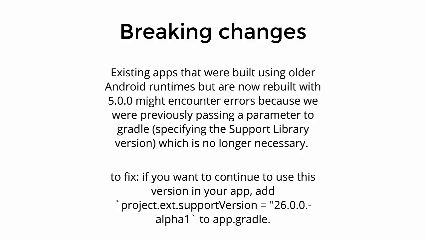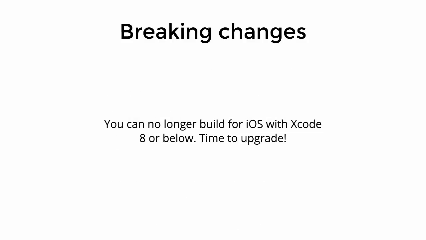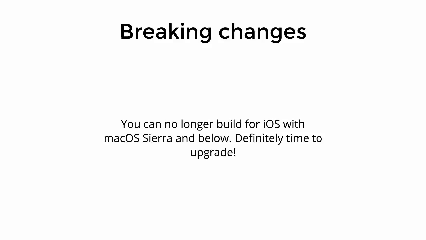So if you want to keep using that support library in your app, you need to go ahead and add this line right here, project ext support version 26.0.0 alpha 1, to your app Gradle file. Another breaking change is that you can no longer build for iOS with Xcode 8 or below. Sorry kids, it is time to upgrade. And another iOS-oriented breaking change is that you can no longer build for iOS with the CLI using macOS Sierra and below. It is definitely time to upgrade.